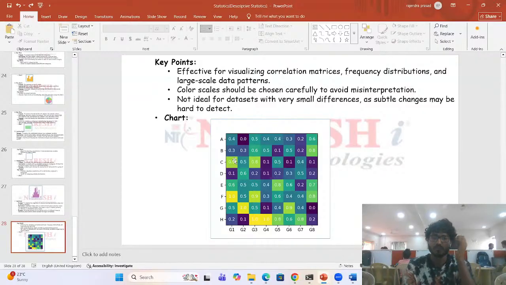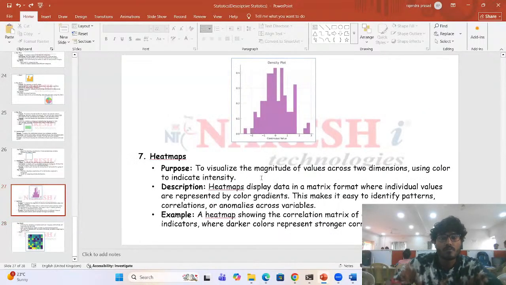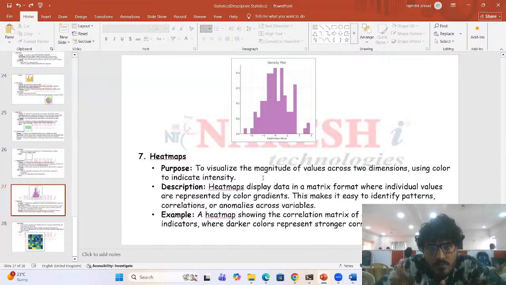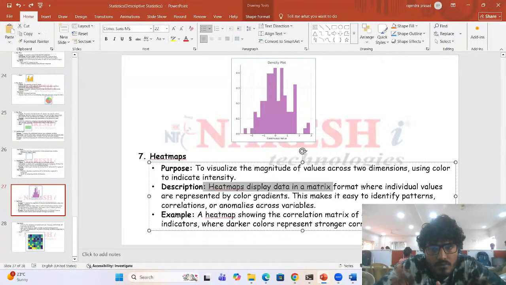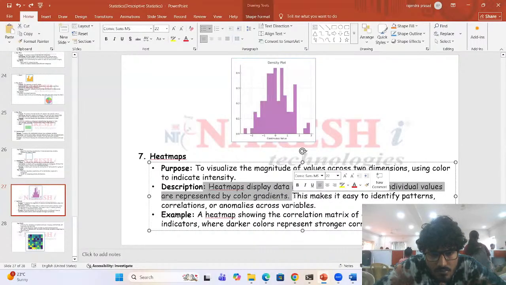Just now it's an oral view of how the heat map will work and how it will be represented. See, the purpose of the heat map is to visualize the magnitude of the values across the 2 dimensions. The heat map displays a matrix format where the individual values are represented by color gradients. Whatever metrics you got will be visualized with colors and grids. Grid means boxes. That is the speciality of the heat map.